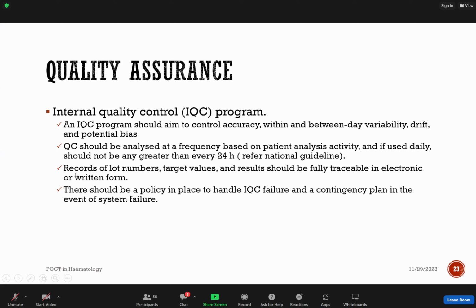Records of lot numbers, target values and results should be fully traceable in electronic or written form. There should be a policy in place to handle IQC failure and a contingency plan in the event of system failure.